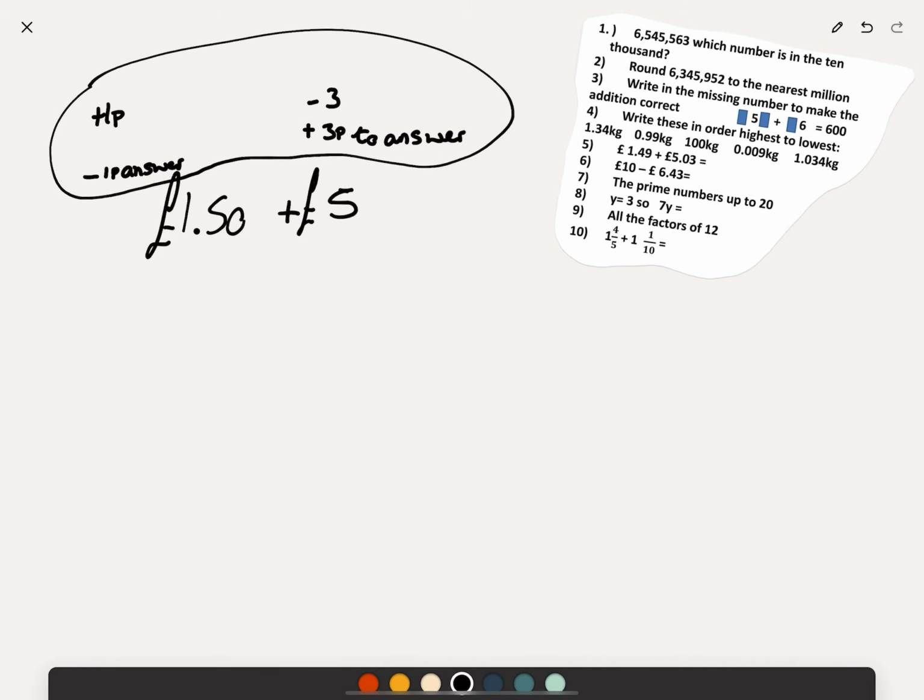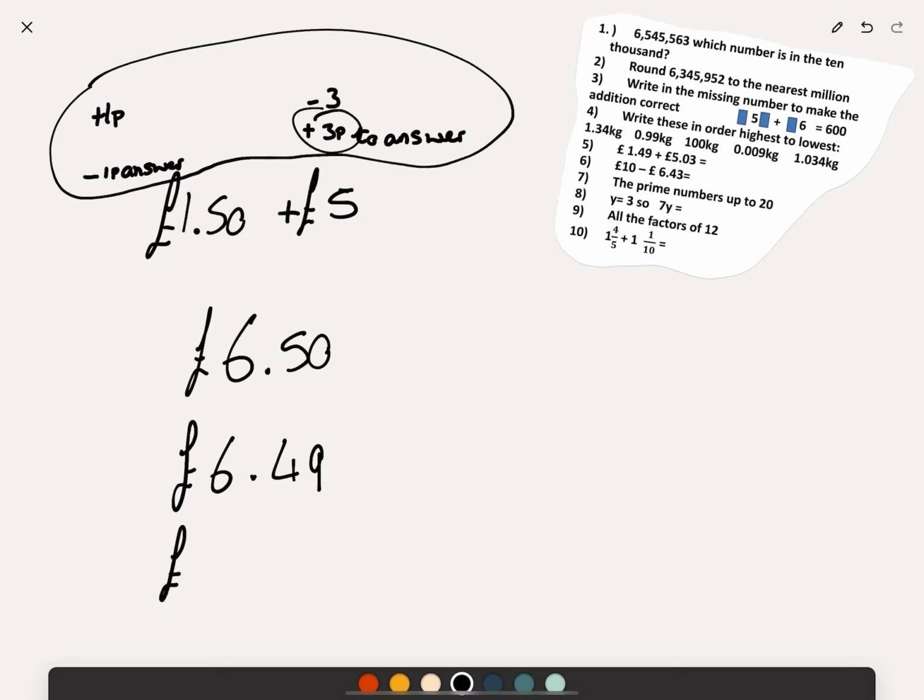So 5 add 1 is 6, £6.50. Okay. But then I need to do what I've set up here. So I need to subtract 1p, which would be £6.49. And then I need to add 3p, which would be £6.52. And again, some of you might have realised there that instead of doing the minus 1 and then adding the 3, I could have just done add 2p, because it equals out to add 2.